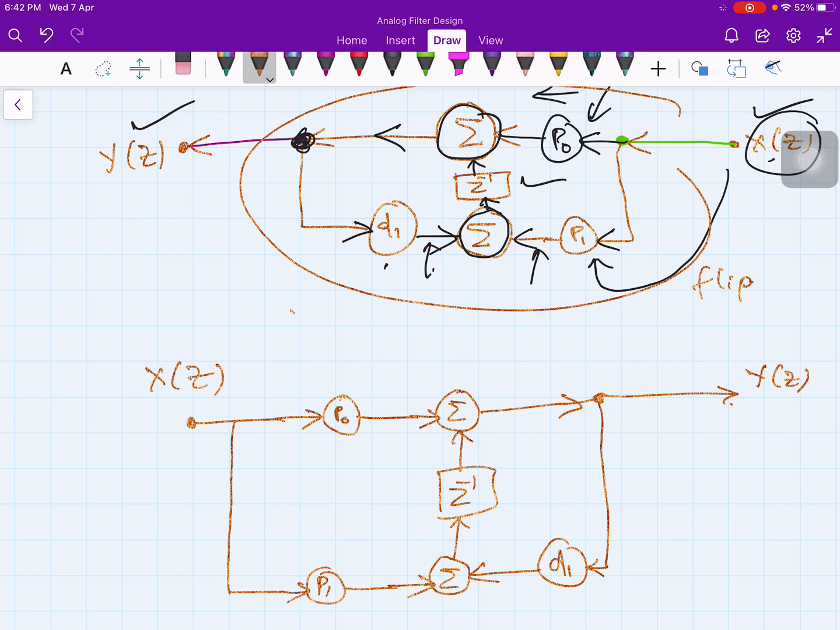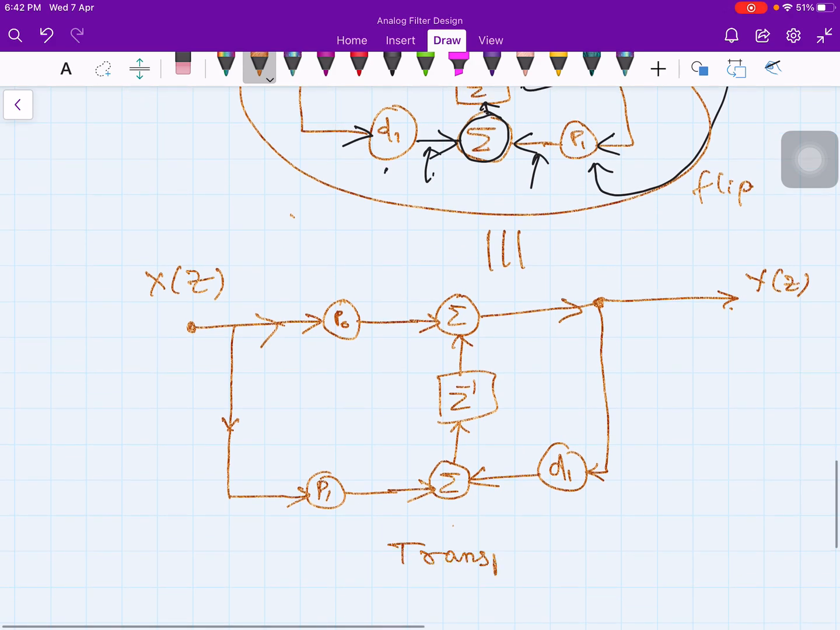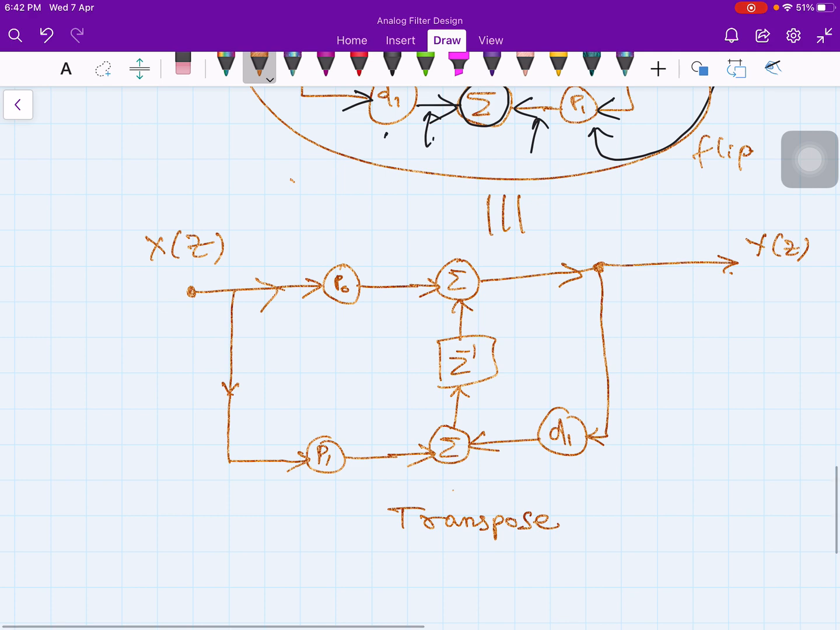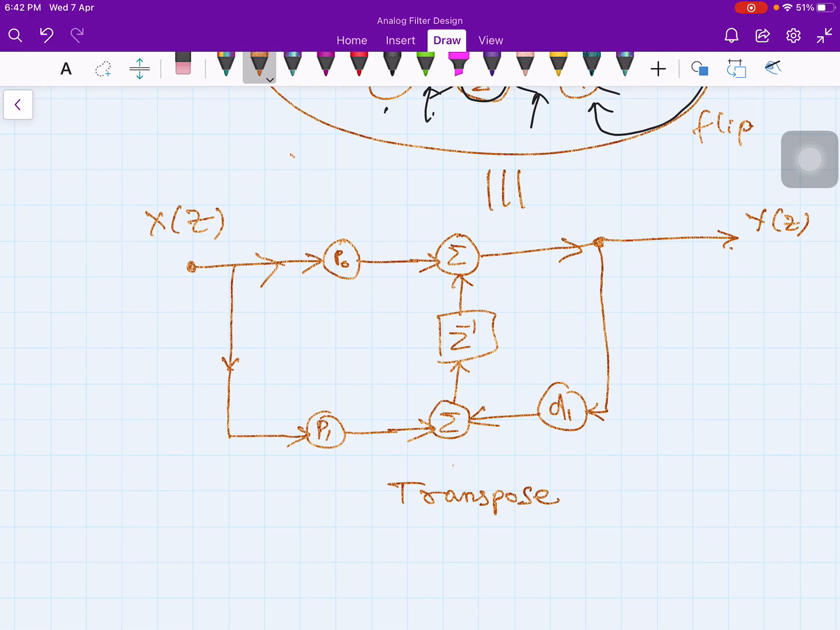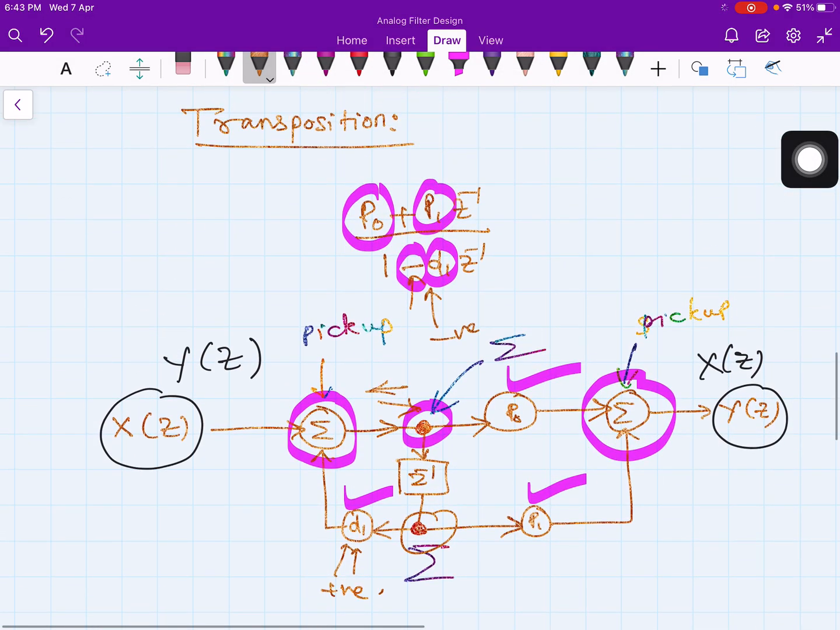The same diagram, but I flipped it so that the input is on the left hand side and the output is on the right hand side. So P0, P1, summer, z inverse, that's it. So this is the transpose of the given structure. That's how one will do the transposition. Now again you can verify this. You can write Y(z) divided by X(z) and find out. If I want to find the transfer function, we have to show that this structure gives the same transfer function as the original.